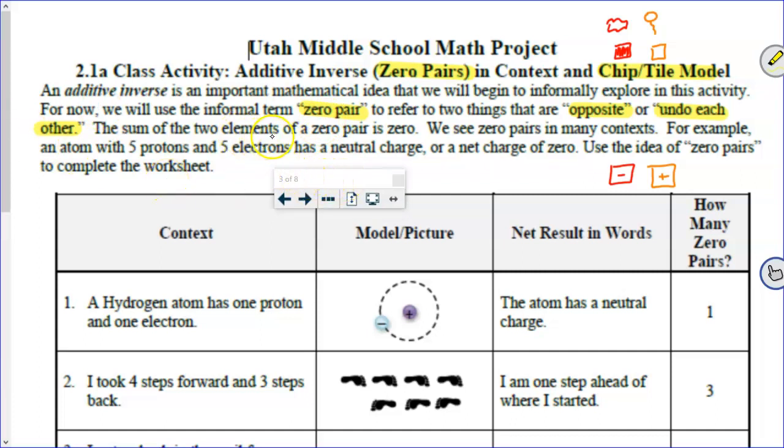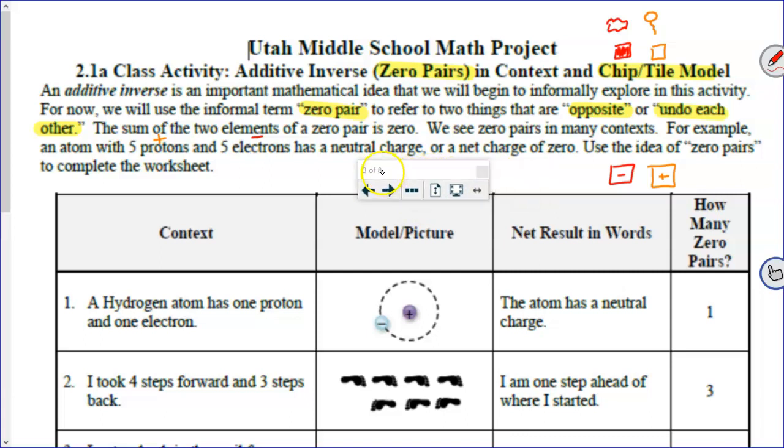The sum of two elements of a zero pair is zero, hence the name zero. And we see zero pairs in many contexts. Remember, context is a fancy word for in real life or in stories. For example, in an atom with 5 protons and 5 electrons, it has a neutral charge. How familiar are you guys with atoms and chemistry? Okay, so we have had those lessons. Protons have that positive charge. I remember proton is positive because it starts with P. Electrons have that negative charge. And so 5 positives and 5 negatives will have a zero charge because they all zero each other out.